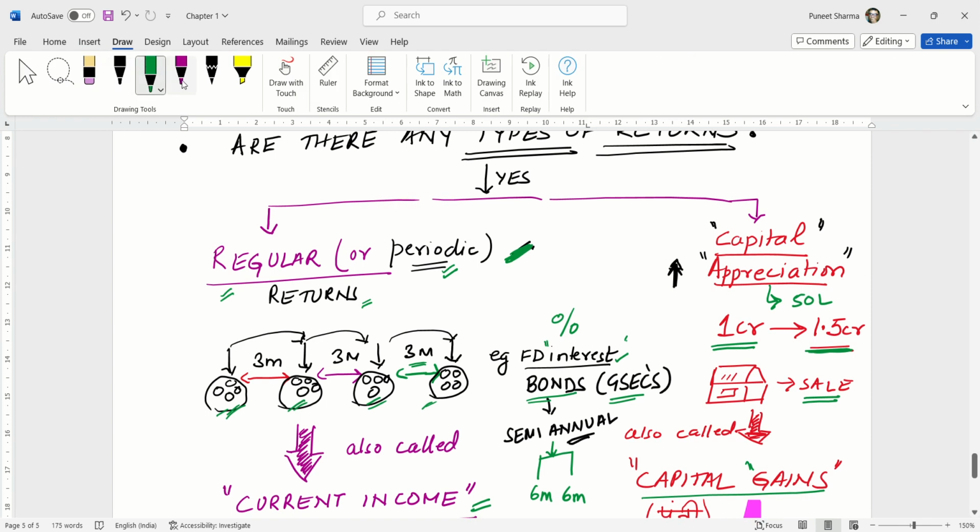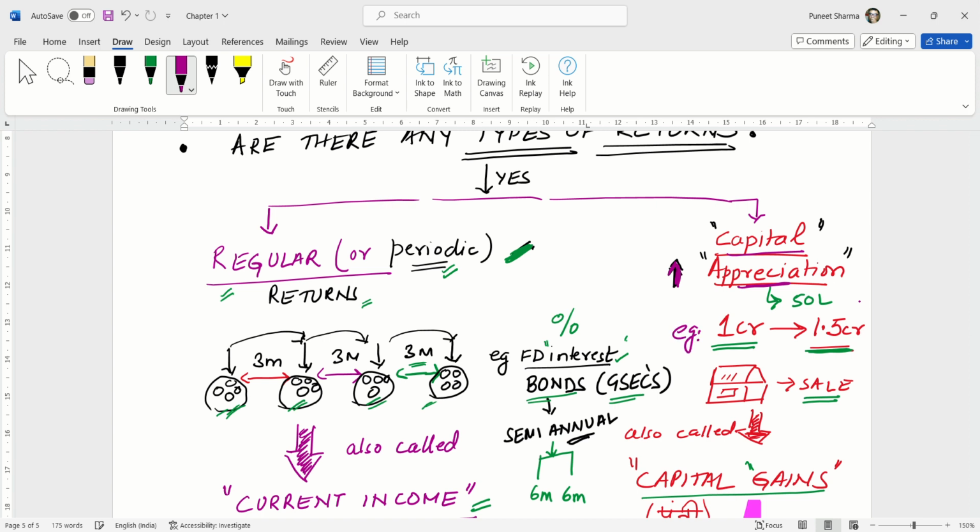That is annual returns. Now the second point is, what is the second type of return? The second type of return is what we call capital appreciation. Appreciation means growth. Capital means मूल. मूलधन की वृद्धि अगर हो रही है, that means if there is a growth which is happening in capital, that type of return is called capital appreciation.